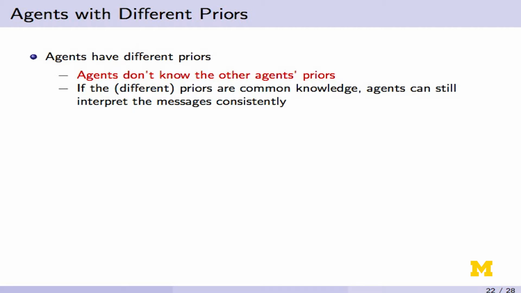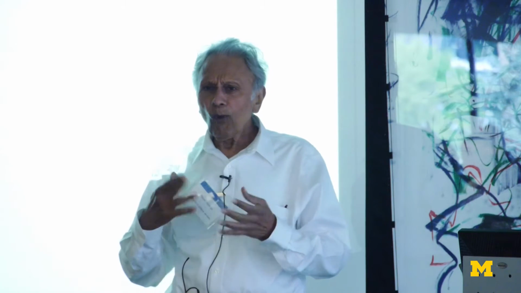Let me think about agents who don't know the other agent's priors. So I'm agent 1, you're agent 2. I have one prior, and the new measure is nu 1. You have another prior, and the new measure is nu 2, which is common. What should happen?